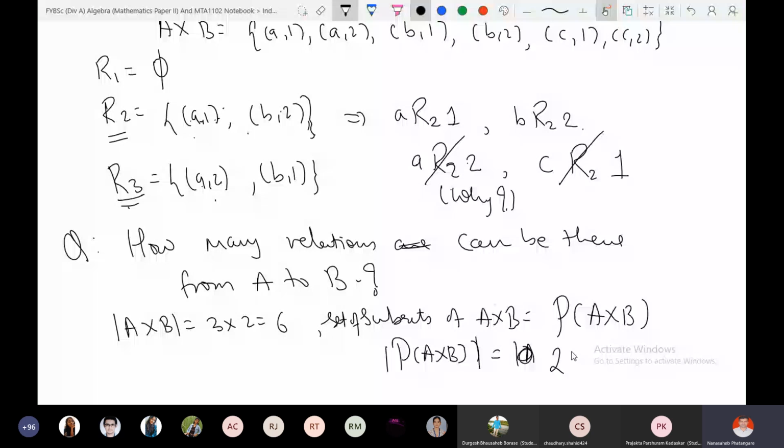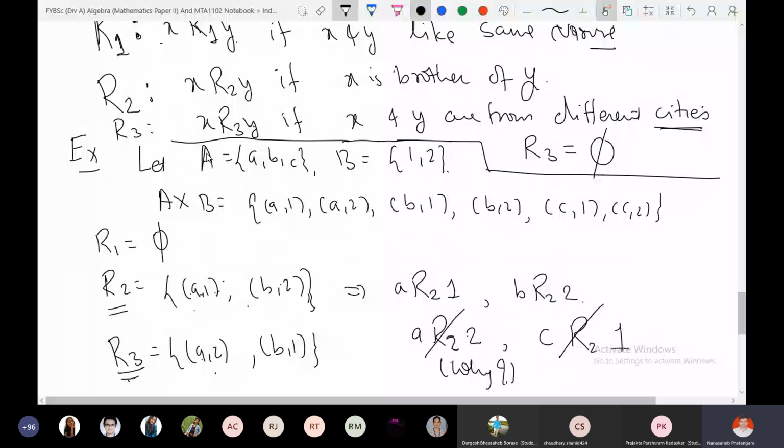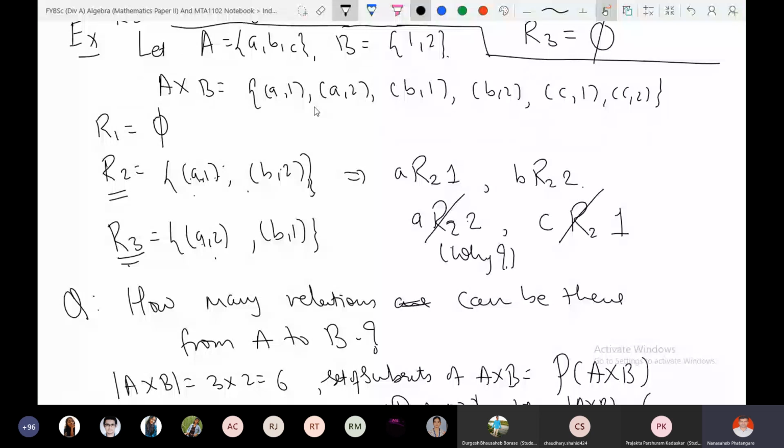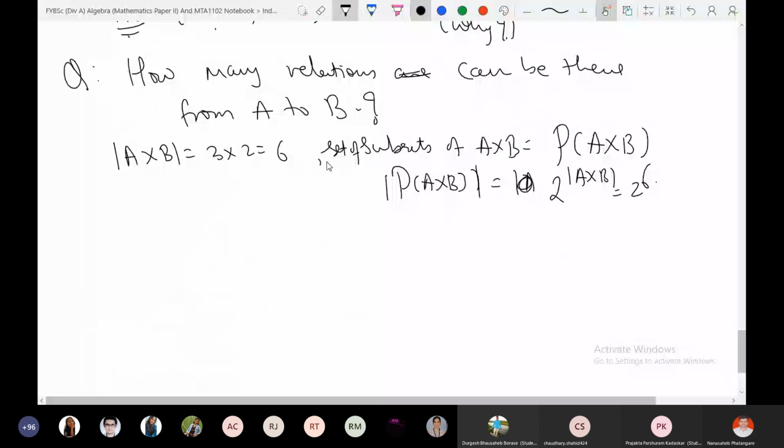So therefore, if the cardinality of A is 3 and the cardinality of B is 2, then how many relations can we define from A to B? 2 raised to the cardinality of A cross B, because a relation is a subset, and as many subsets of A cross B as you can produce, that many relations you can produce. So that you can understand, this is the one thing you can realize.